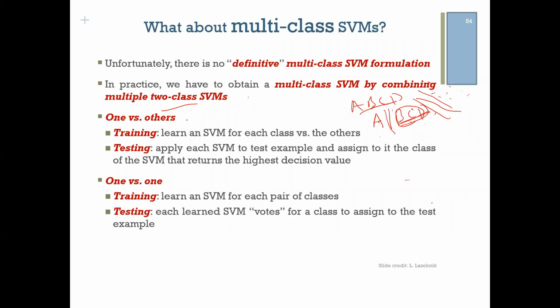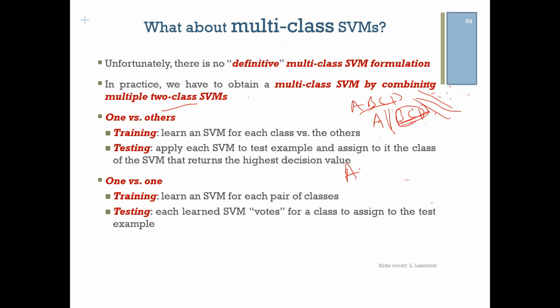The second way of dealing with it is the one we call one versus one. Here you are going to train an SVM for each pair of classes. Then each learned SVM votes for a class to assign to the test example. So each of the SVMs will now select, for every sample, which class it should be assigned to.